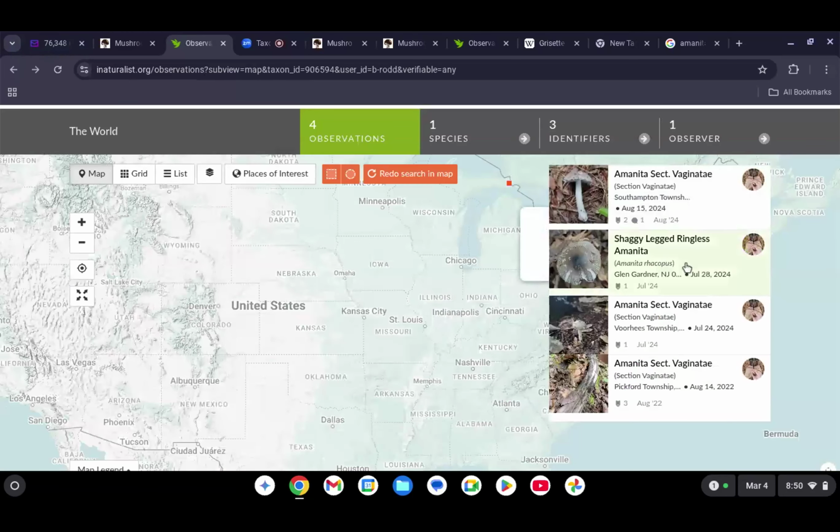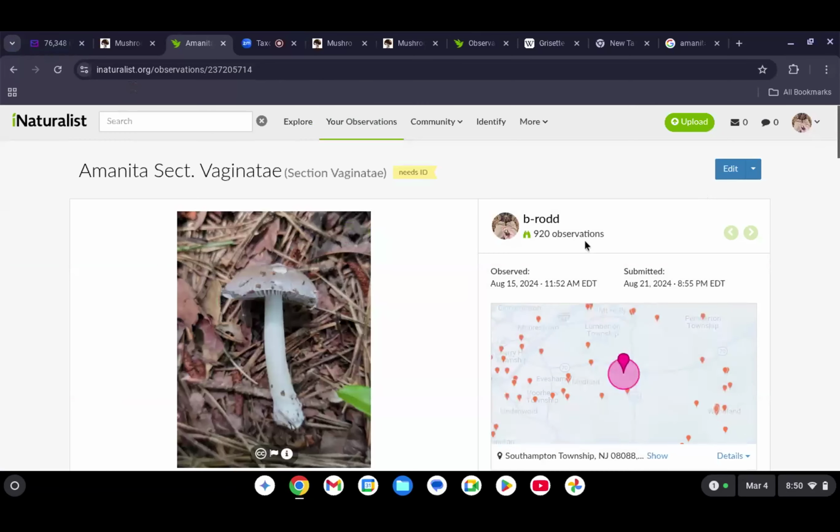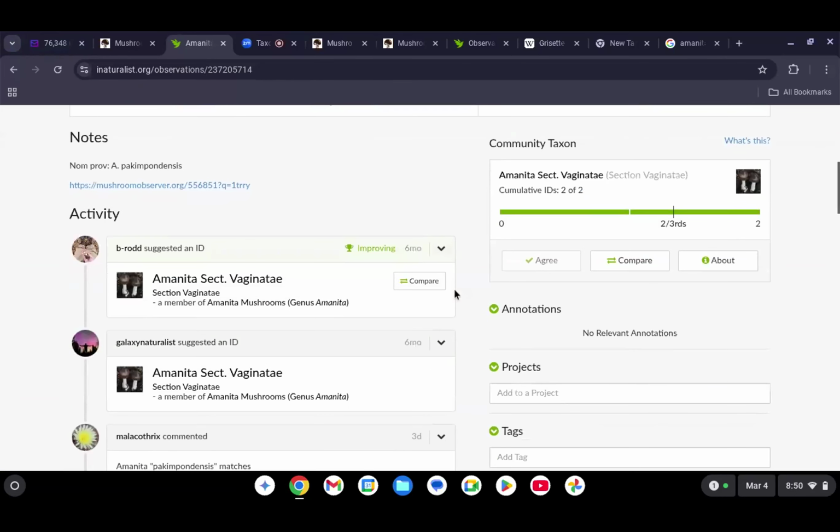Right. So who sequenced this Amanita for you? Rockefeller? No, this was Fundus. Oh, Gibbs found this. Okay, got it. Good. Yeah. Cool.